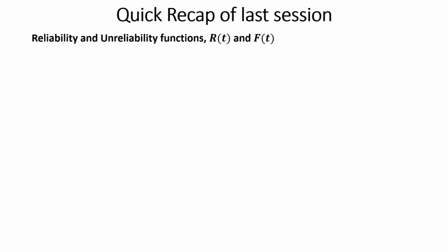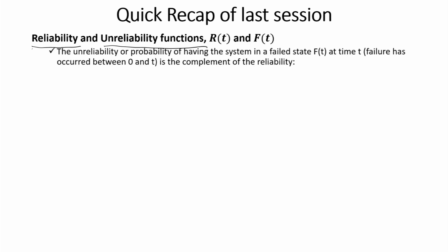So, in the last session we defined the reliability and the unreliability functions, and we said that reliability is the probability that an engineering system, or a subsystem or component, will perform for the designated or intended life under the given environmental conditions. And in this regard we also defined the unreliability.